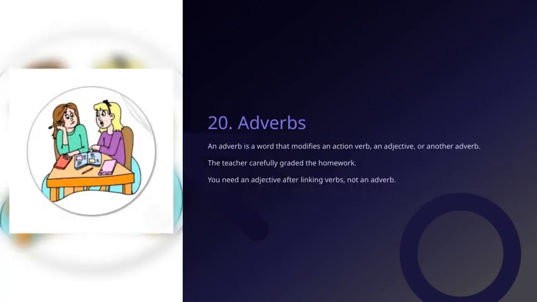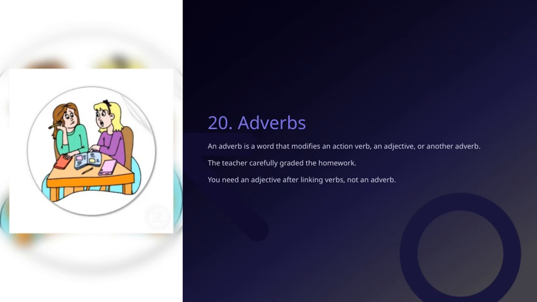Let's talk about adverbs. An adverb is a word that modifies or describes an action verb, an adjective, or another adverb. For example, in the sentence, the teacher carefully graded the homework. The word carefully is an adverb because it describes how the teacher graded. It's important to remember that adverbs can give us more detail about how, when, where, or to what extent something happens.